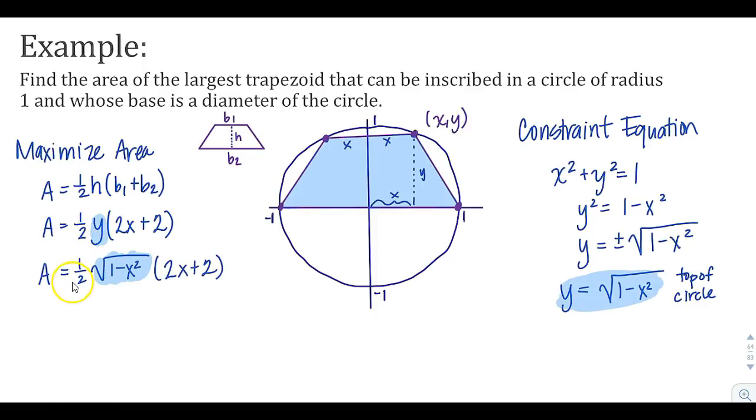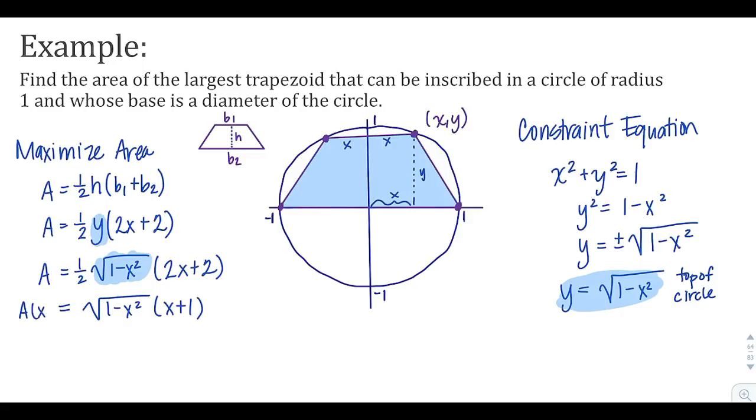So here we have our A as a function of just the variable x, so we can consider this A of x now. I'm going to clean it up a little bit. This 1/2, if I distribute it into this binomial, would cancel out both of these 2's. So A is now the square root of 1 minus x squared, times x plus 1.